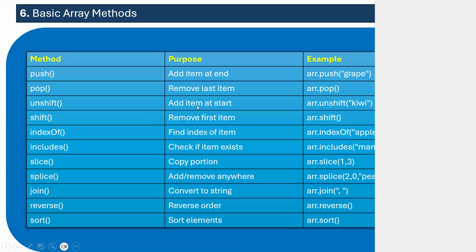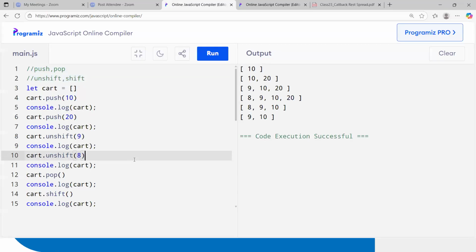You have beautiful notes, guys. You need not worry about the notes. See, push adds an item at the end, pop removes the last item, unshift adds an item at the start, and shift removes the first item. Okay, so you have the notes, but you are clear, right?